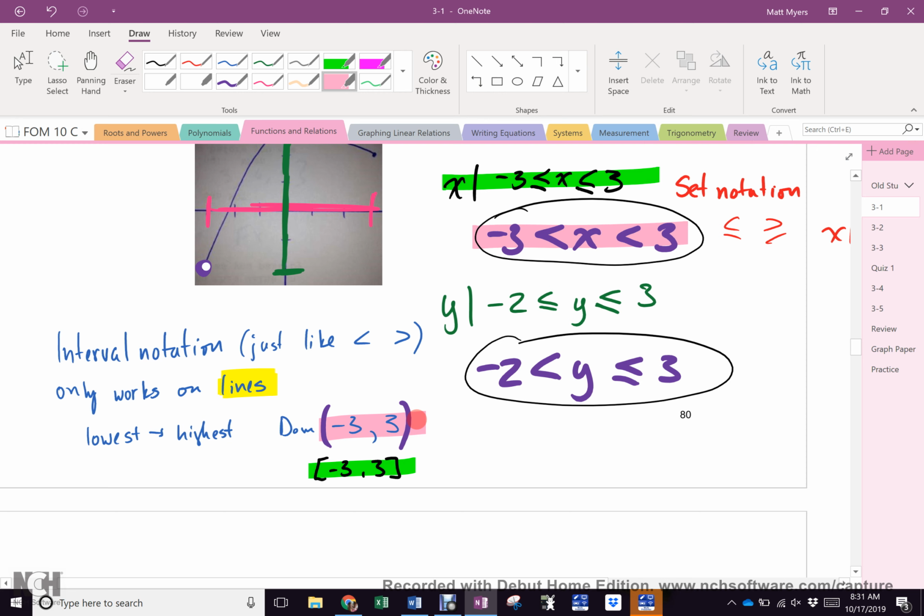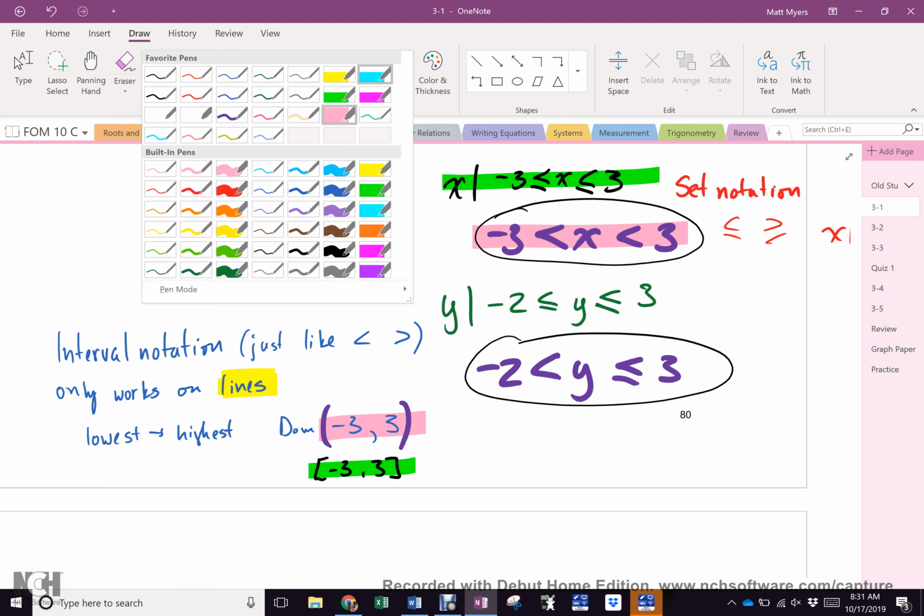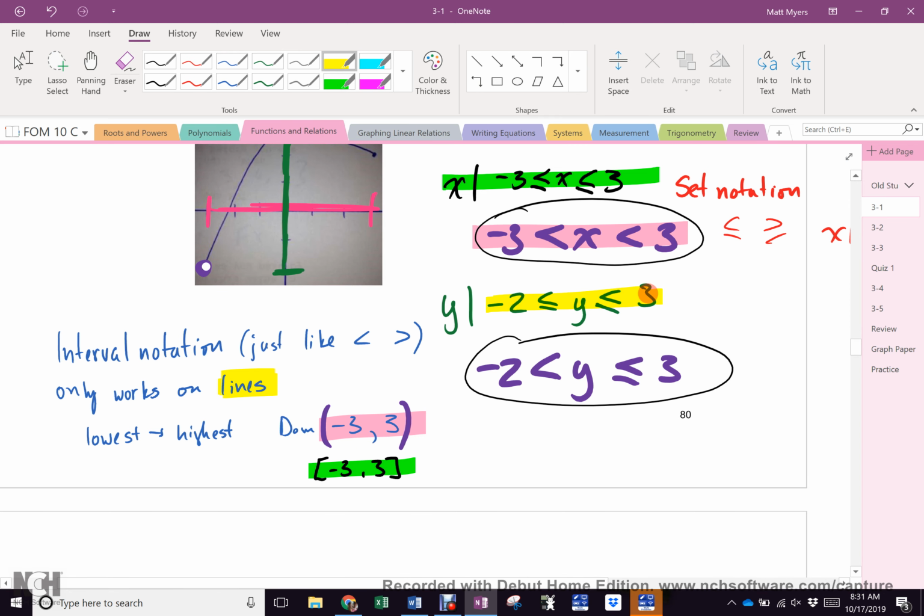So square brackets for when there's equals, round brackets for when there's not. What if, and we're about to do that right now for the y's, knowing what you know now, how would you write that one in interval notation? What would you use? And I used green for that. Would you start with a round or a square bracket? Square bracket, because there's an equals, right? So the range, square bracket, and what would our first number be? -2, comma, 3, square bracket.